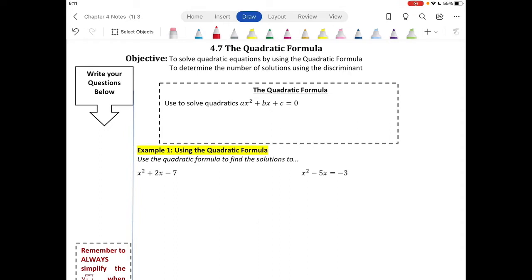Before we can use the quadratic formula, we need to make sure that the equation is in standard form. Then we can plug the coefficients into the following formula. Negative b plus or minus the square root of b squared minus 4ac all over 2a.